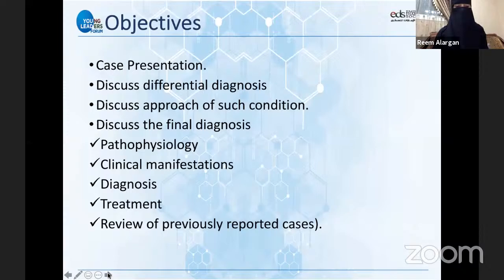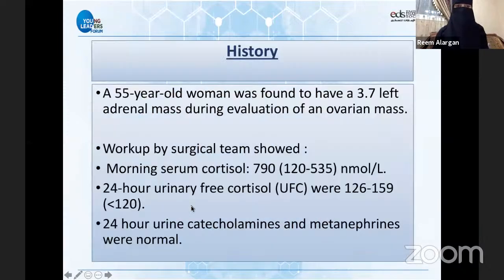So our patient is a 55-year-old woman who was found to have a 3.7 centimeter left adrenal mass that was discovered incidentally during evaluation of an ovarian mass. At that time, workup was done by the surgical team, and it showed morning cortisol of 790 nanomole per liter with an upper limit of 535.